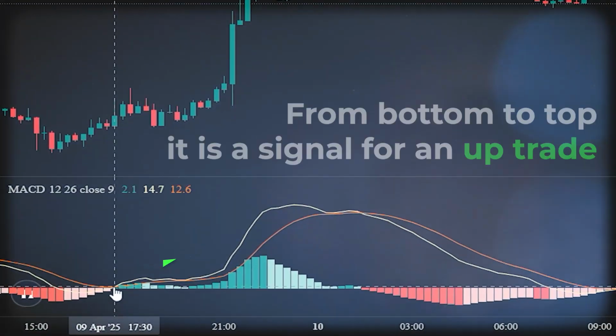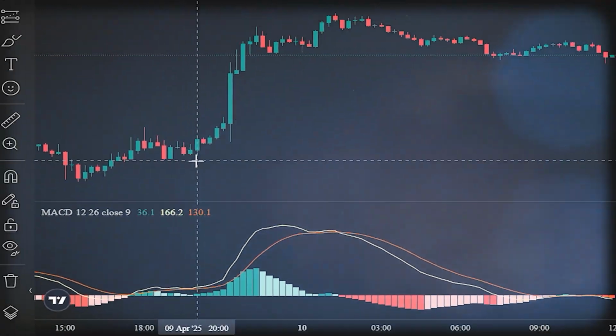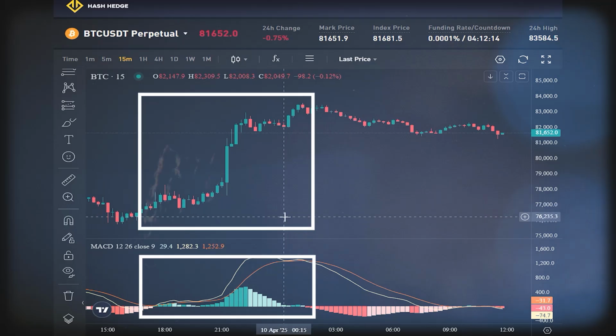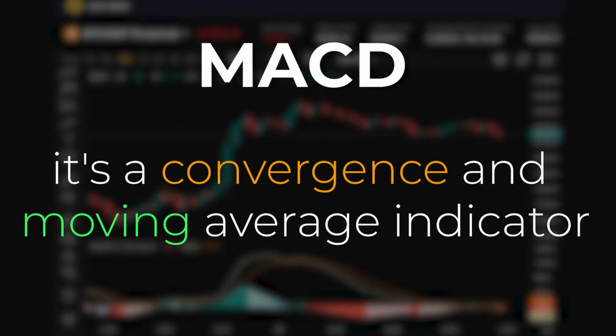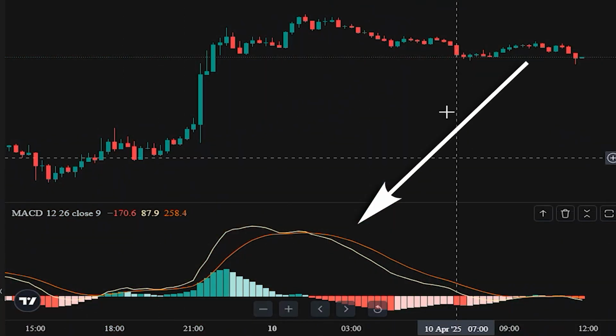Today, I will be sharing a strategy for trading one of the best known and most commonly used indicators in technical analysis. It's the MACD indicator, a moving average convergence divergence indicator. You can see it at the bottom of the screen.